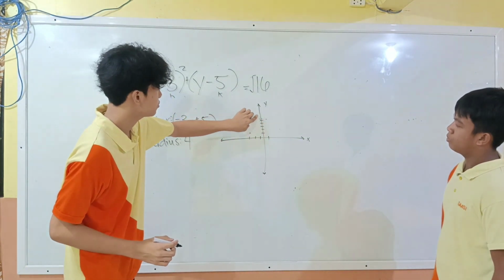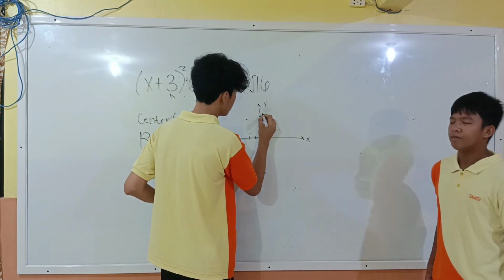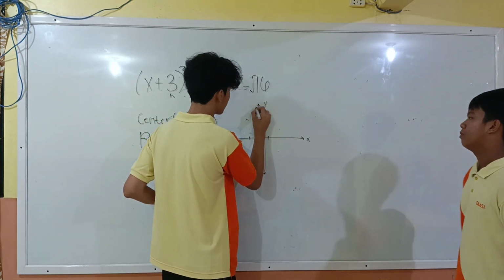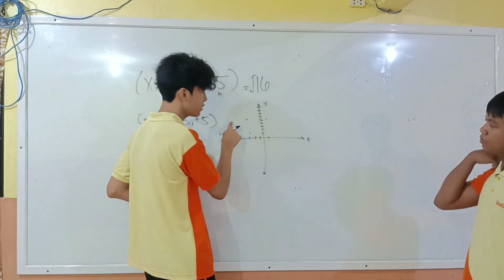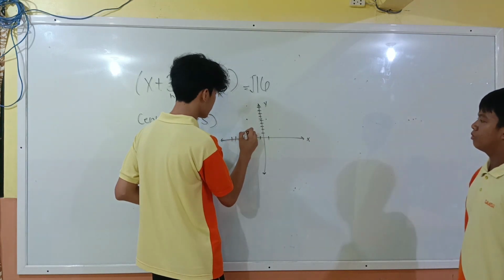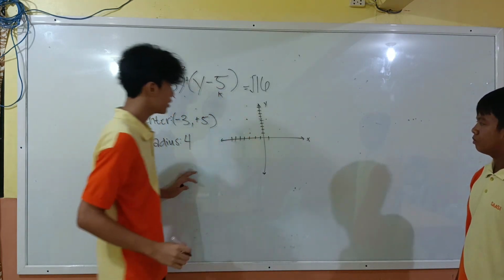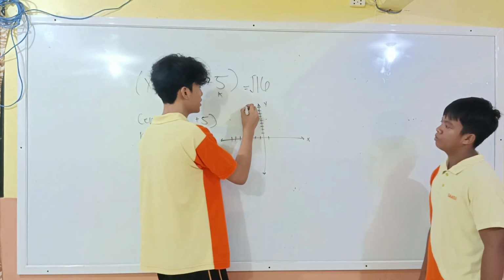And then again, we do it going upwards now. So 1, 2, 3, 4. And then towards the left now. 1, 2, 3, 4. Right here. Then we just simply match or connect the dots while making a circle.